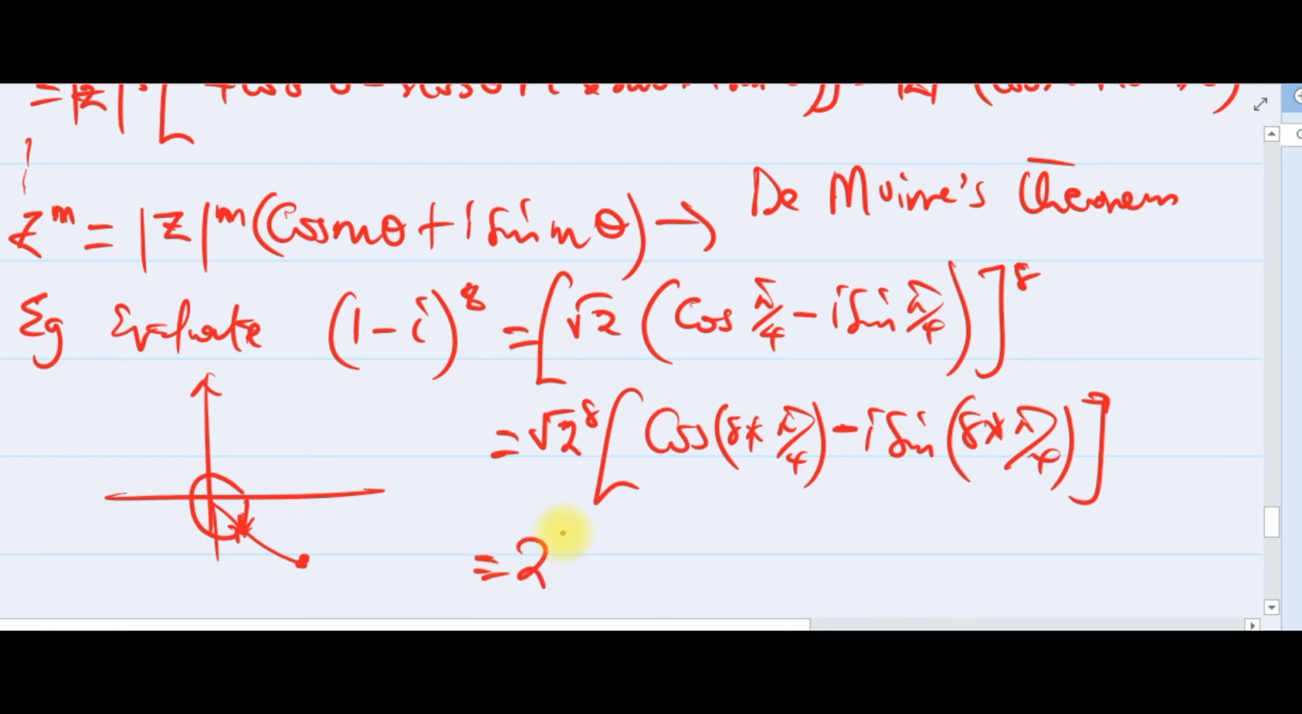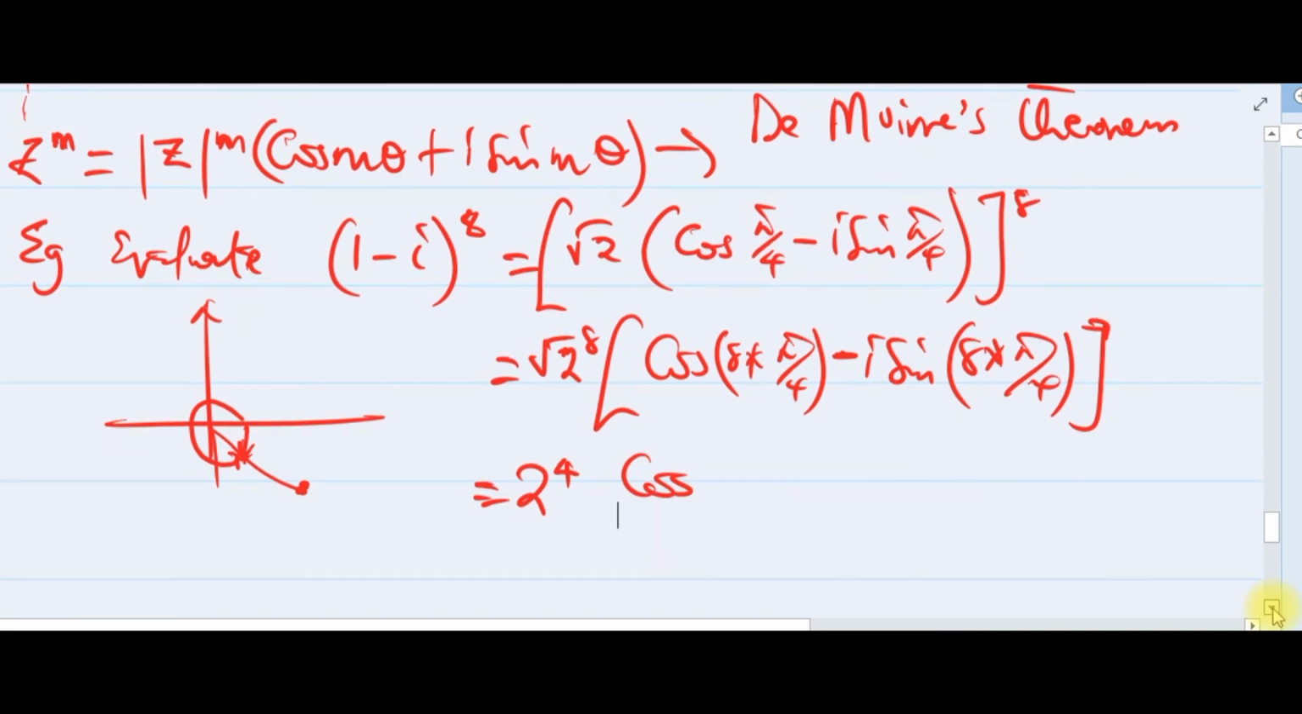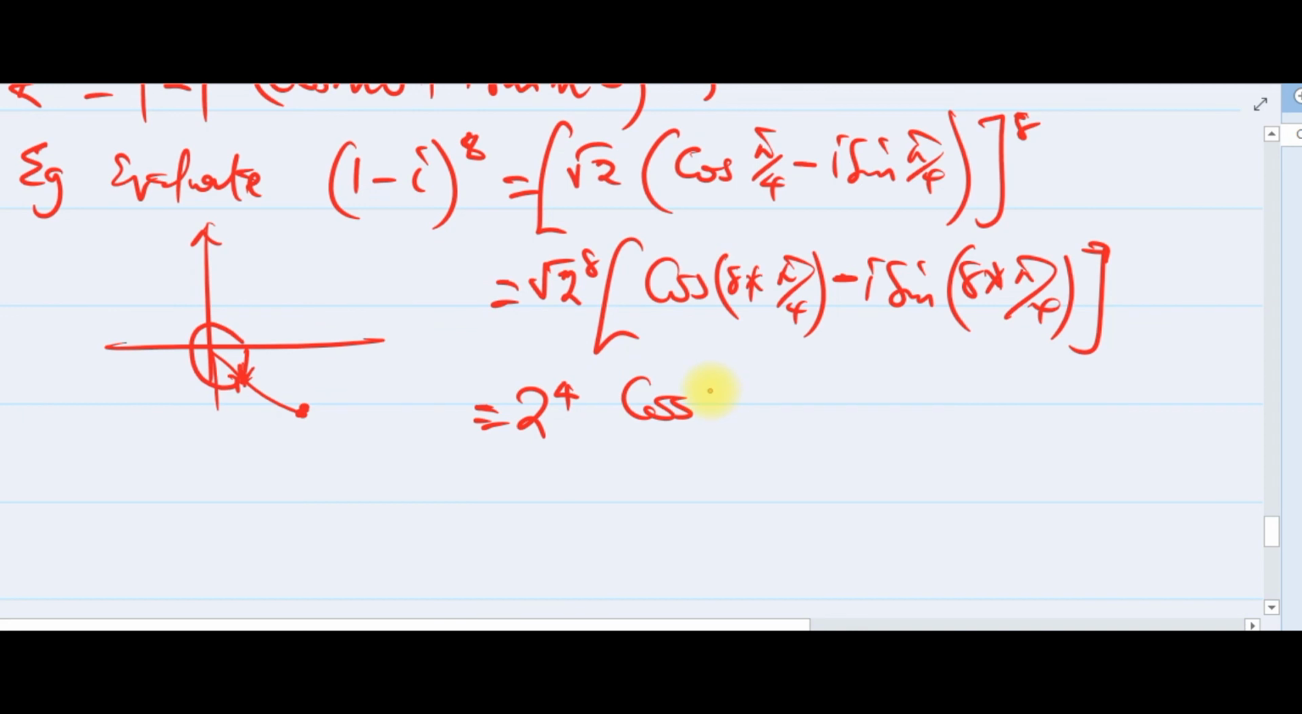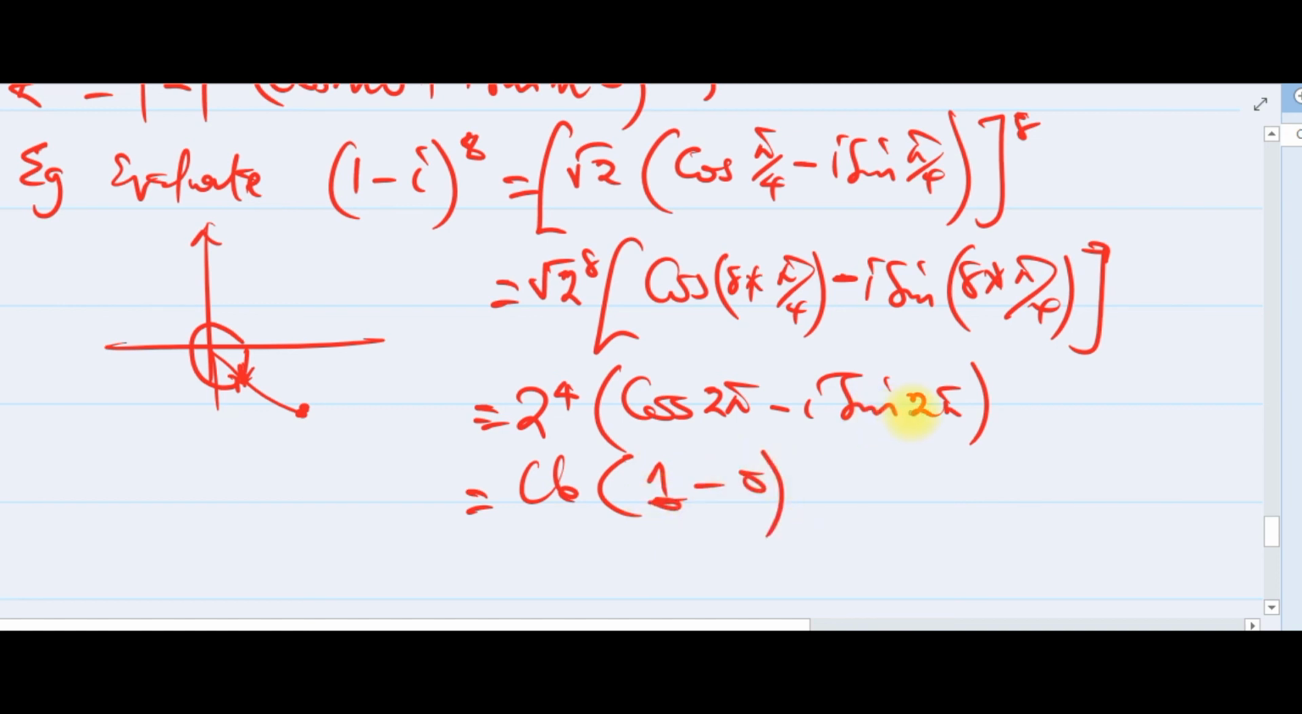So this is now 2 raised to power 4, cos 2 pi minus i sine 2 pi. I think this is 4 times 4, 16. So 16 times cos 2 pi, cos 0 is 1. So this is 1 minus 0, because sine 2 pi is 0. So the answer is 16.